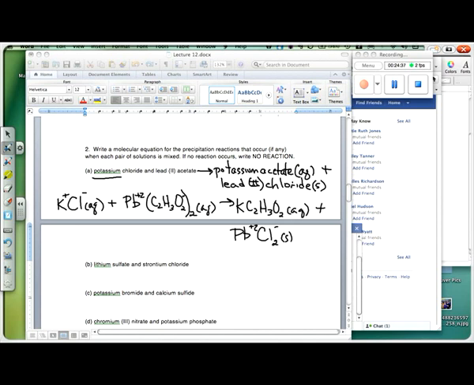Let's balance it. That was something we learned at the end of the last lecture. There are 2 chlorines here, I only have 1 here, so I'm going to put a 2 there. That gives me 2 potassiums, and I need 2 acetates anyway, so I'm going to put a 2 in front. So now we're balanced.